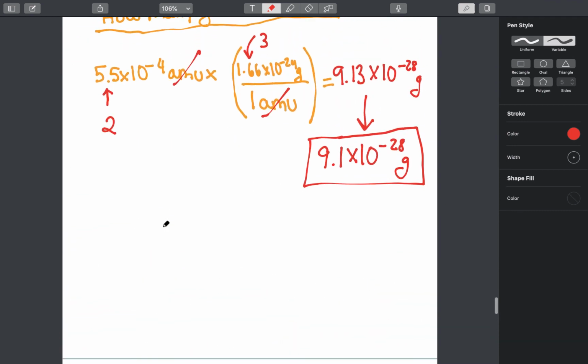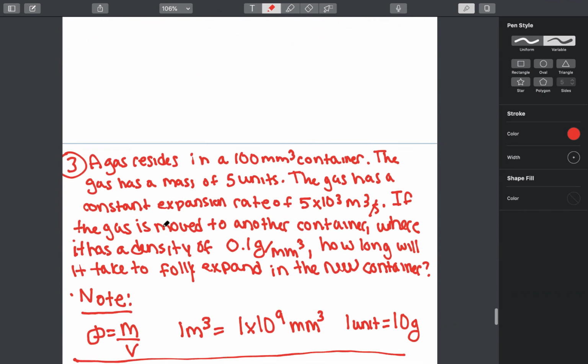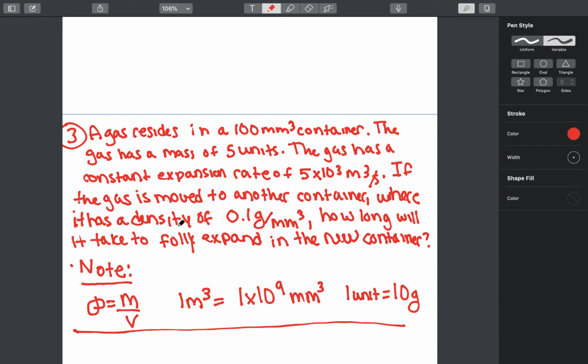Let's do it like this. All right, guys, so here is the really hard problem. So let's read this together. A gas resides in a 100 cubic millimeter container. The gas has a mass of 5 units, and the gas has a constant expansion rate of 5 times 10 to the third cubic meters per second. If the gas is moved to another container where it has a density of 0.1 grams per cubic millimeter, how long will it take to fully expand into the new container?